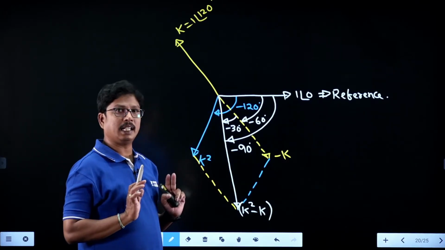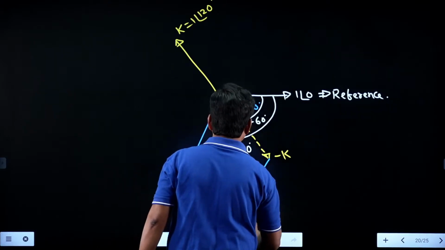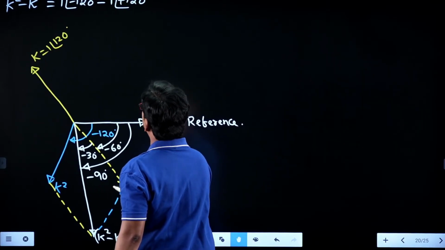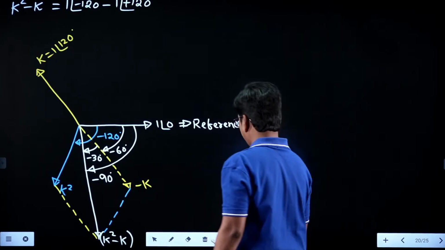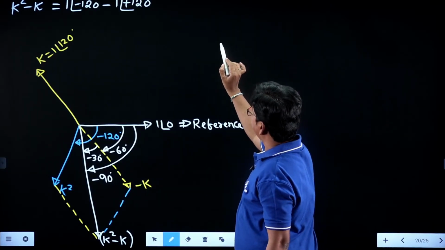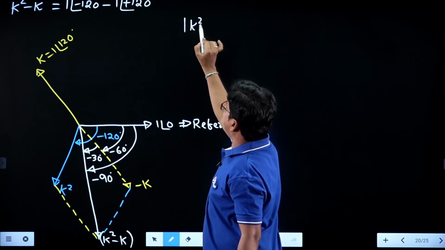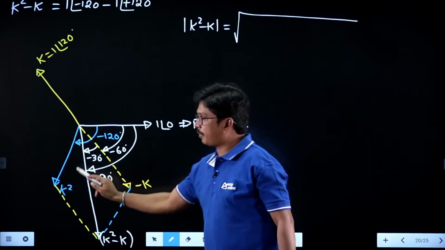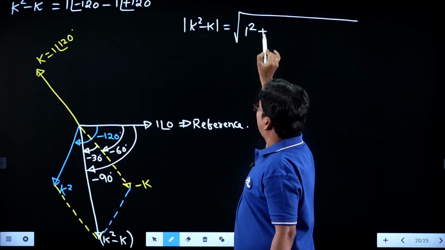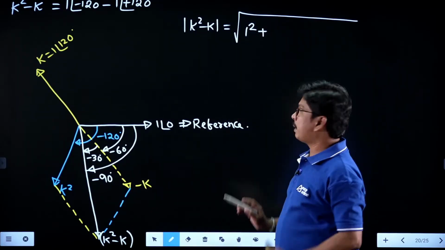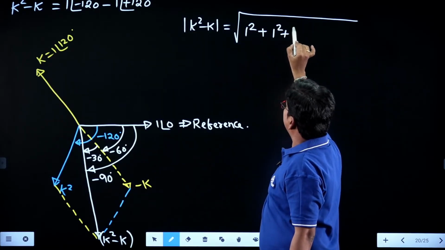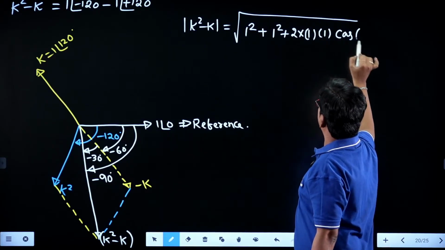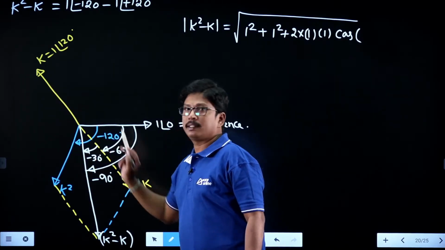Now, what is the magnitude of this k square minus k? You will get it as root 3. Let me calculate that. What is the value of k square minus k? Try to calculate that magnitude. The magnitude of k square minus k, from the parallelogram law, will be under root of the magnitude of k square, how much is it? 1, so 1 square. What is the magnitude of minus k? It is 1 at an angle of minus 120. You can write it as 1 square. And 2 times the magnitude of k and minus k, 1 and 1, and cos of the angle between k square and minus k. How much is it? 60 or minus 60.